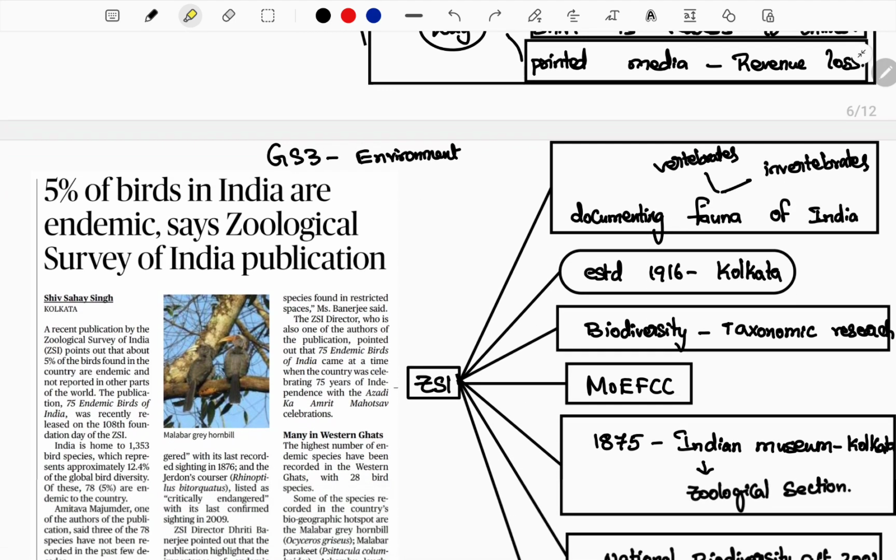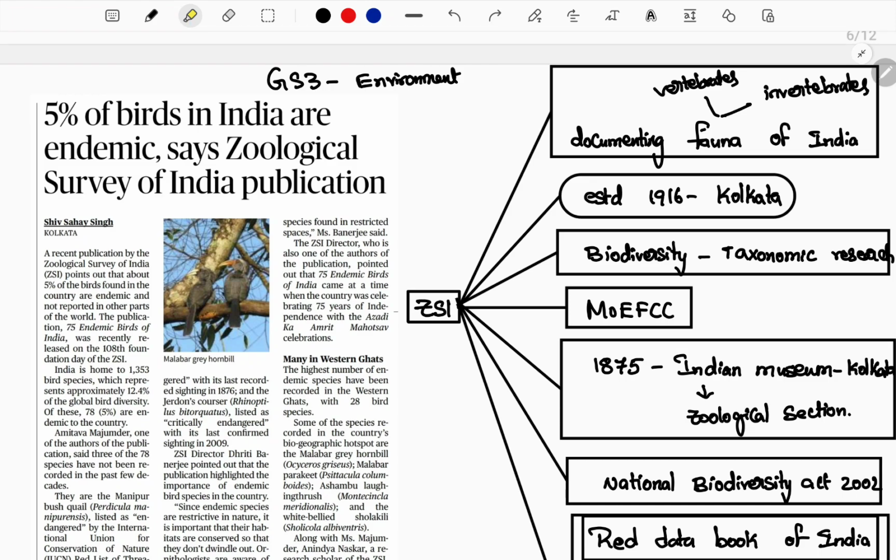media's lifeline. And next, another article here, we can see 5% of the birds in India are endemic, says the Zoological Survey of India. So you need to understand what the Zoological Survey of India is, and you need to understand what the news is over here. First, let me take you to the background.